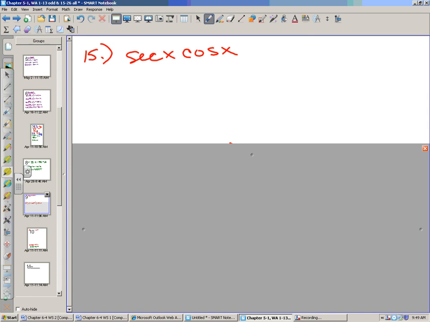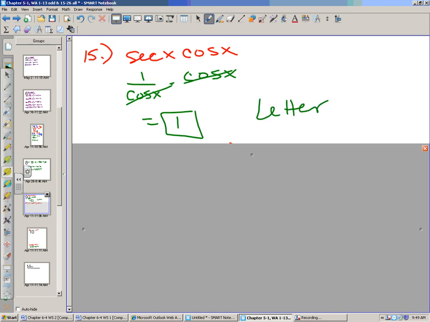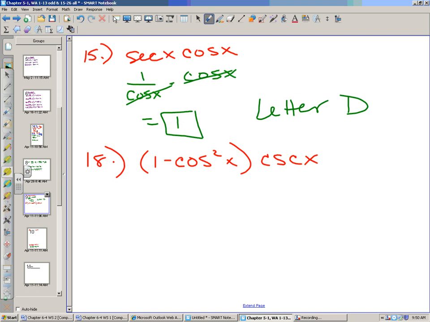Now, secant of x times the cosine of x. What do I have to do? What do I know? Chapter 4, what do you know? What is secant? 1 over cosine. And what happens to my cosines? They cancel out and it equals 1. What letter is 1? It is letter D. That's what you have to write down. It's very easy, right? Okay, number 18.